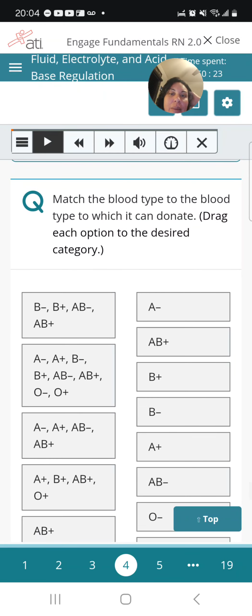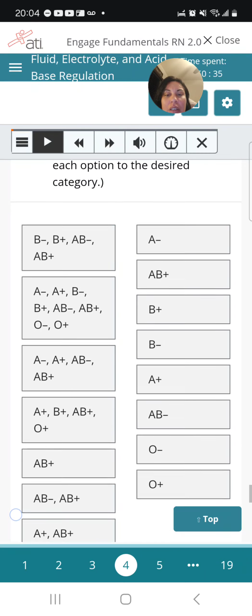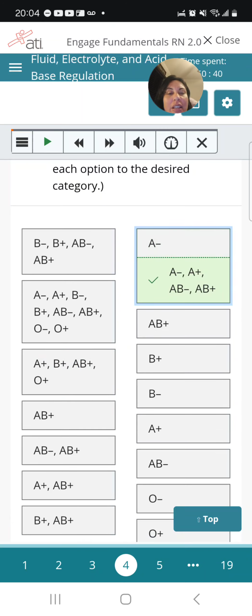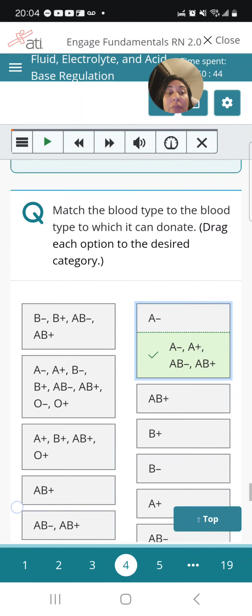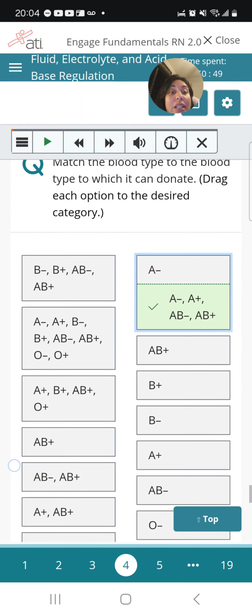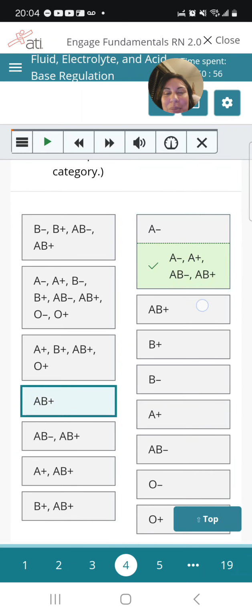Okay, so match the blood type to the blood type to which can be donated. So A negative, I think, can give to this. Yeah. So A negative can give to A negative, A positive, AB negative, and AB positive. So AB positive, I think they can only give to AB positive.